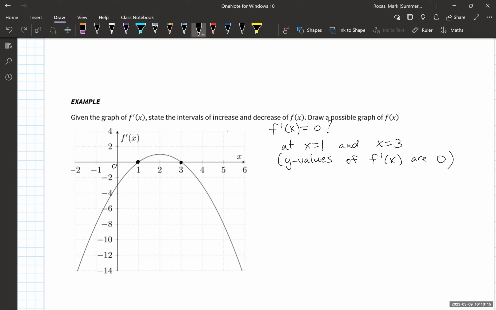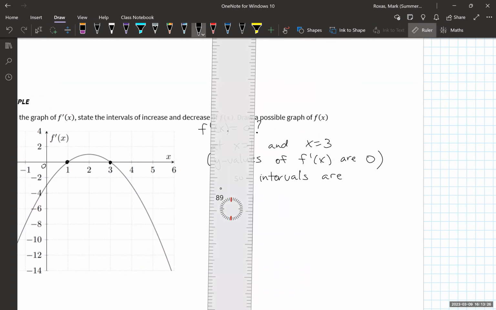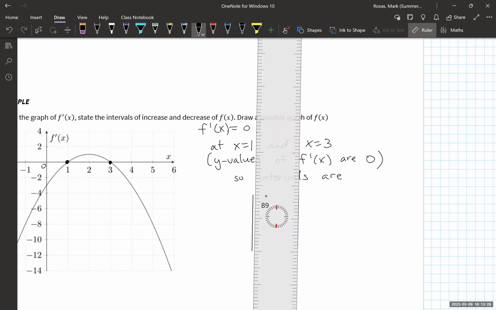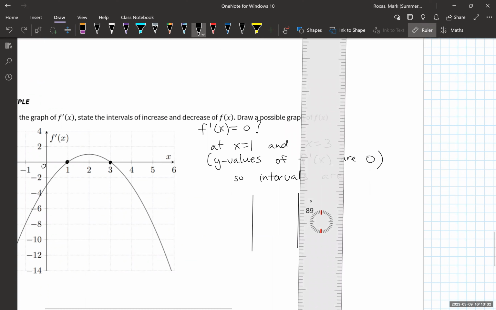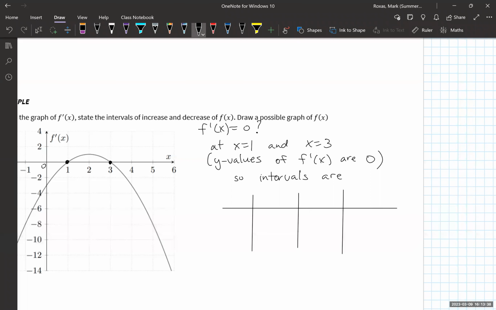All right. So what are the intervals? Well, let's draw our interval chart. Okay, I'm going to have an interval from 3 to infinity, then an interval from 1 to 3, and then everything below 1. So negative infinity to 1.